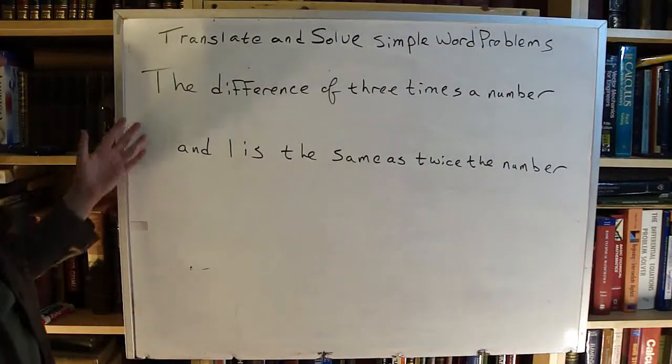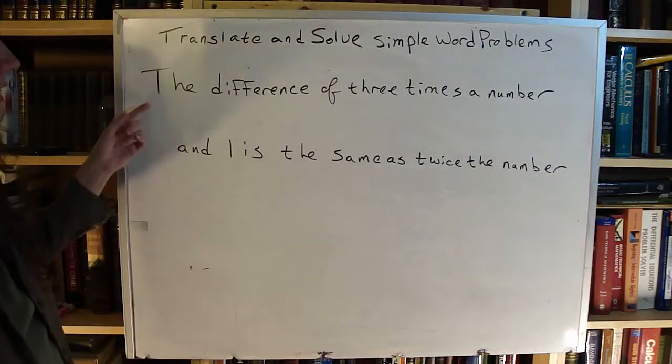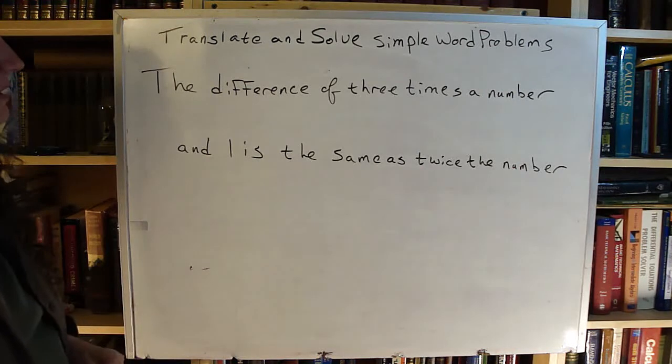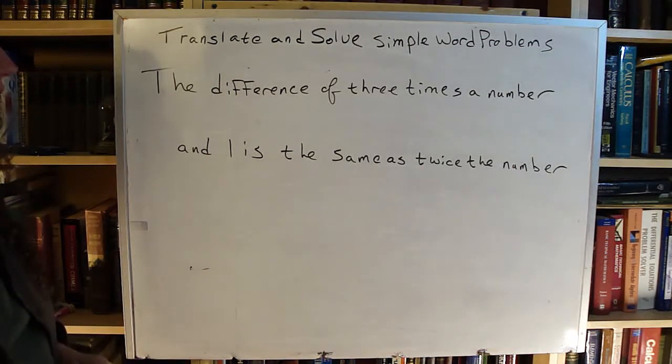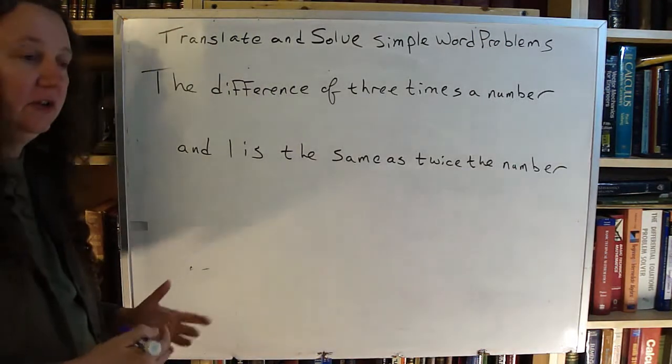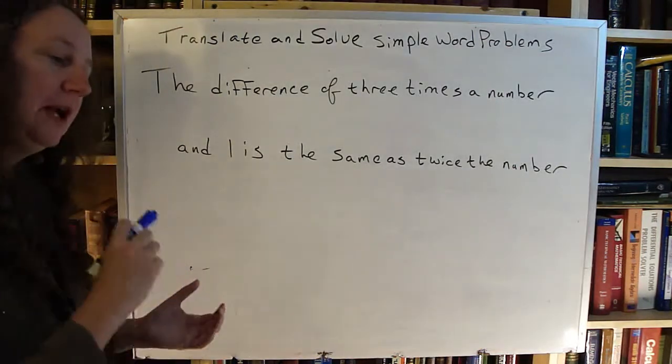Translate and solve a simple word problem. The difference of 3 times a number and 1 is the same as twice the number. I read the sentence. Now I need to go back and pick out my keywords.